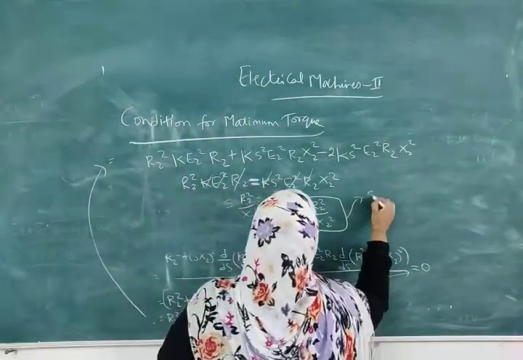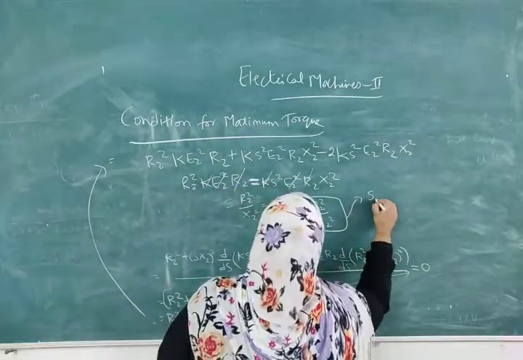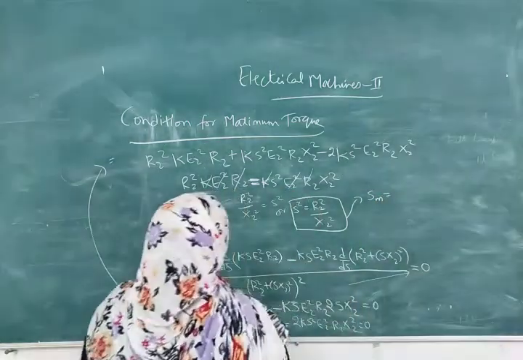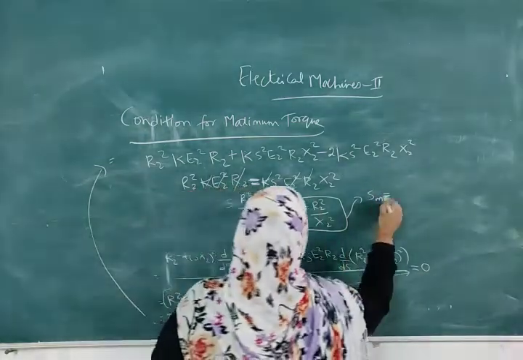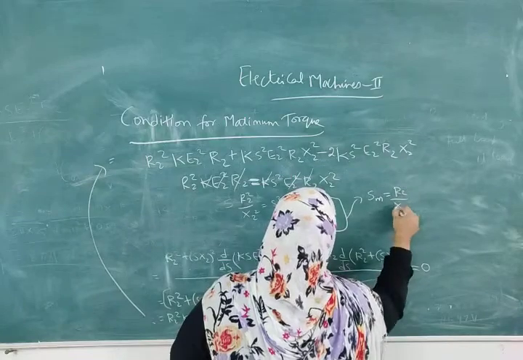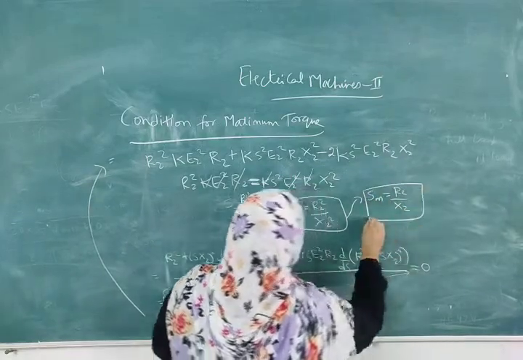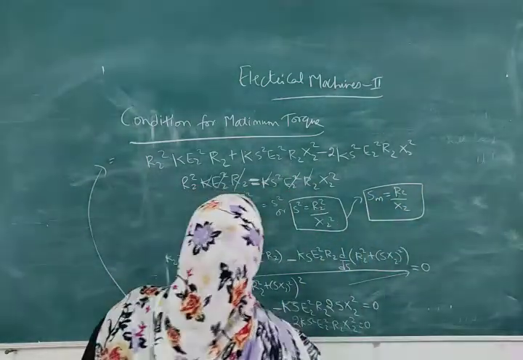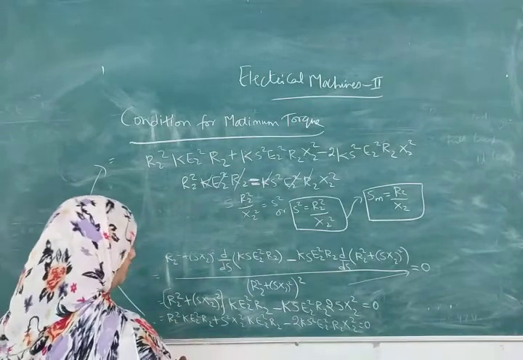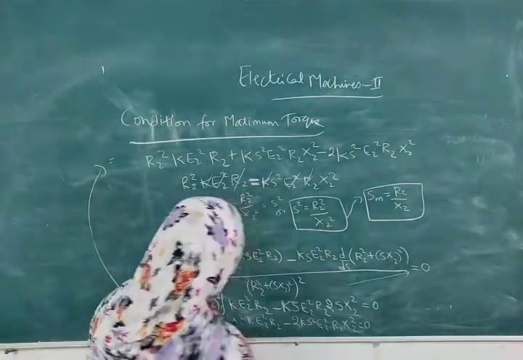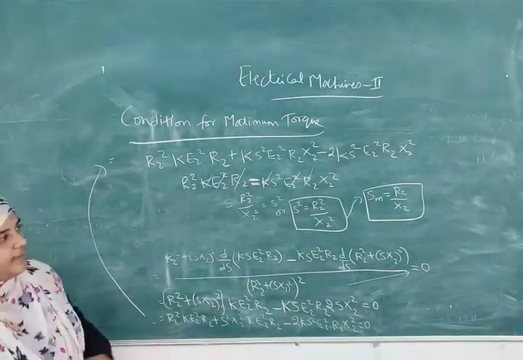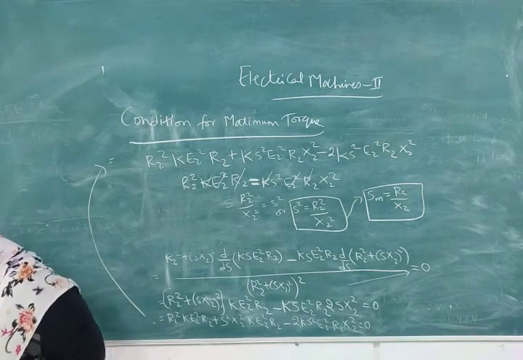If I take the positive value of s here, I am writing here the maximum value of slip, that is Sm is equal to R2 by x2. So this is the slip at maximum torque. Sm is equal to R2 by x2. This is the value of slip at maximum torque, that is R2 by x2.